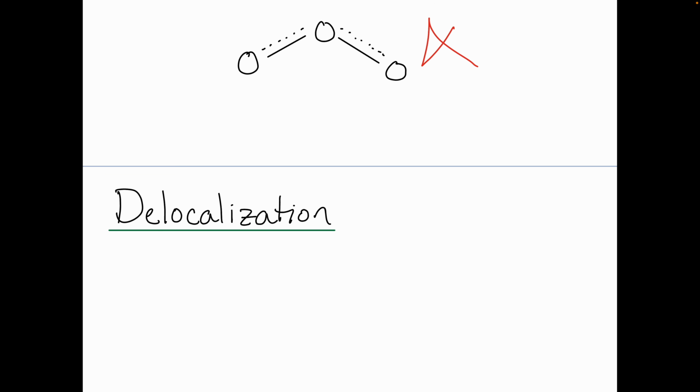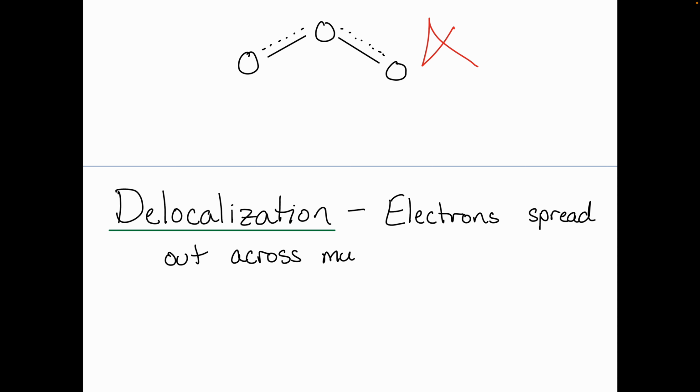All right, whenever you have resonance structures, you have the delocalization of electrons. This is electrons spreading themselves out across multiple positions in a molecule. All right, most molecules, this doesn't happen.